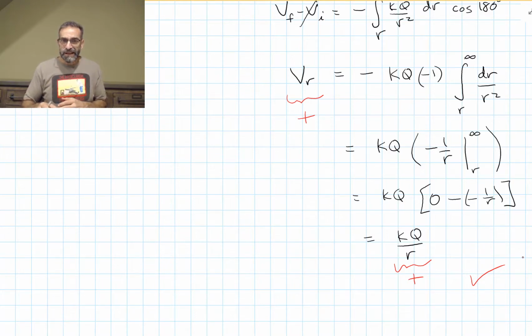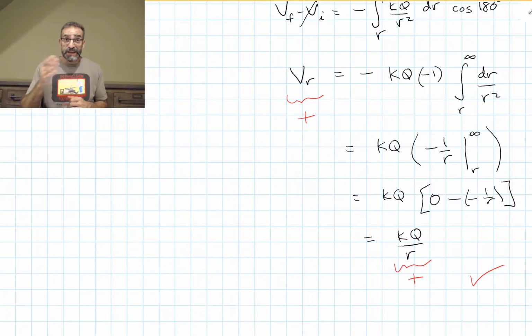Now you may have noticed already, this potential is the potential from a point charge. kq over r is the potential from a point charge. So if we're outside of a spherically symmetric charge distribution, as far as the electric field is concerned, it looks like a point charge at the origin. The same is true for electric potential. This looks like a point charge at the origin. Total charge, capital Q.